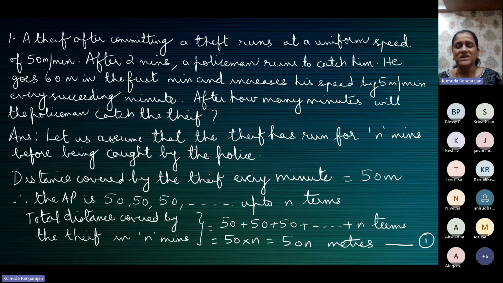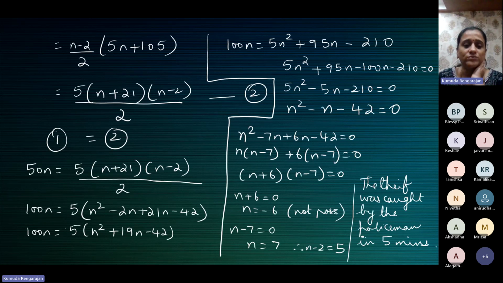So what is the equation? That is what you need to construct in words in your mind before you actually start answering. So the equation in words is: the distance covered by the thief in n minutes is equal to the distance covered by the policeman in n minus 2 minutes. When the distance covered is the same, that means the police has caught the thief. That's why we equated 1 and 2.